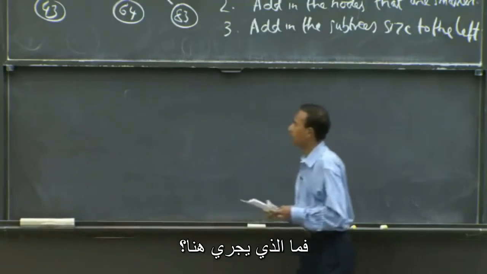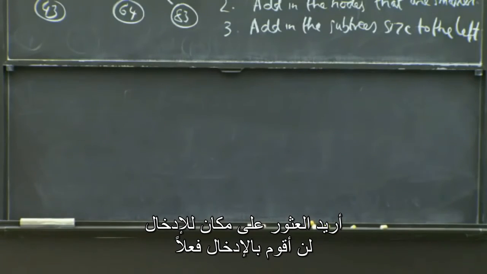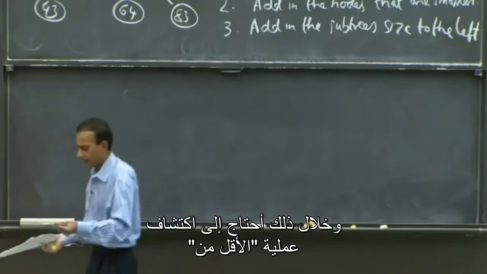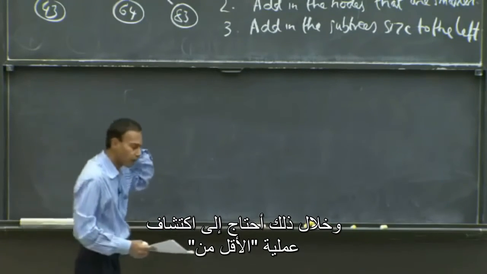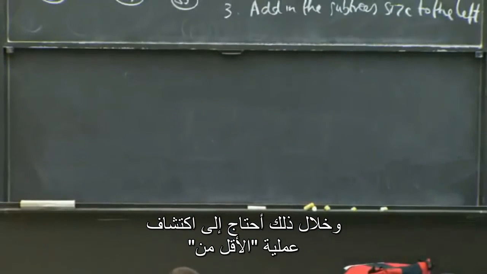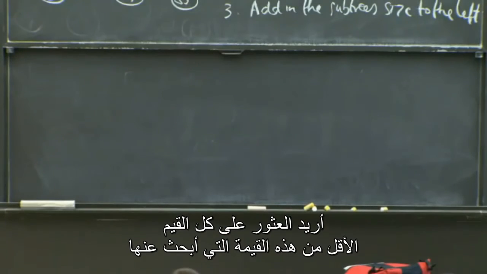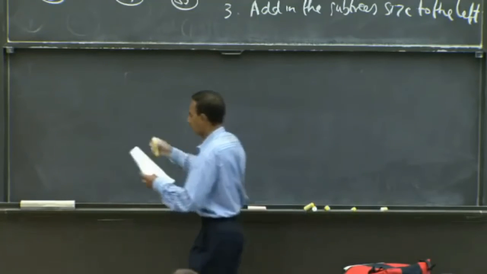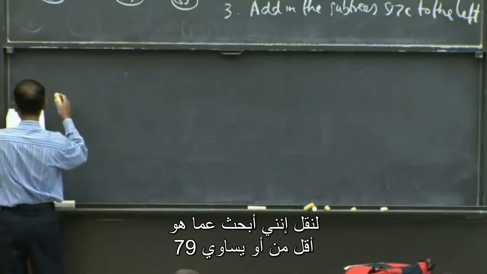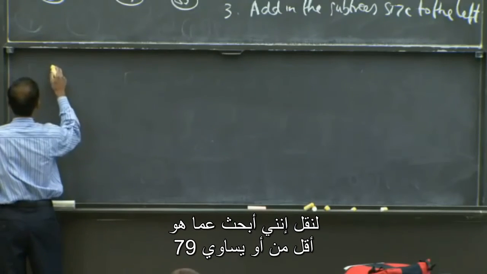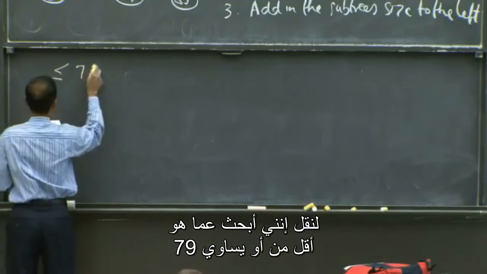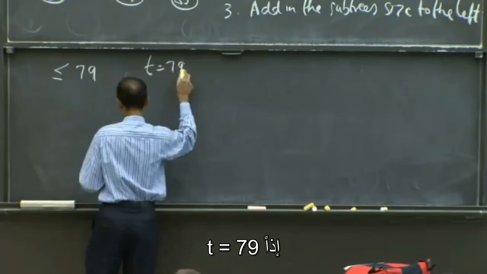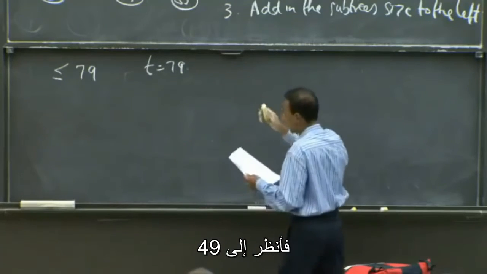So what's going on here? I want to find a place to insert. I'm not actually going to do the insert, but think of it as doing a lookup. And along the way, I need to figure out the less than operator. I want to find all of the things that are less than this value I'm searching for. And so I have to do a bit of arithmetic. So let's say that I'm looking for what's less than or equal to 79, right? So T equals 79. So I'm going to look at 49.